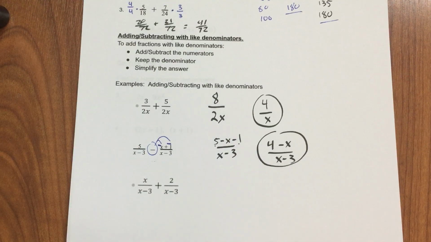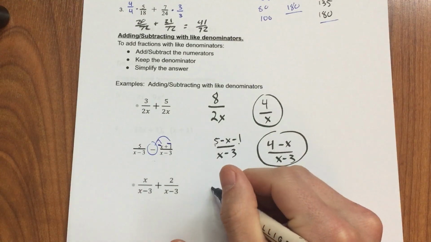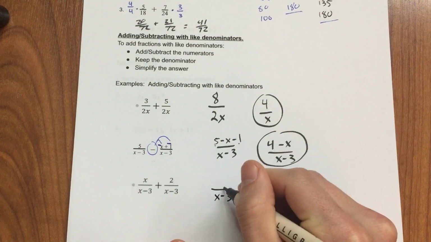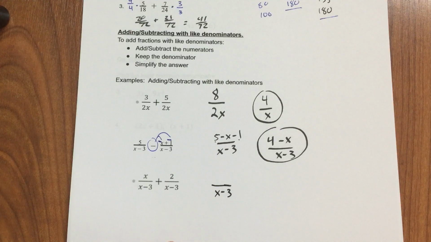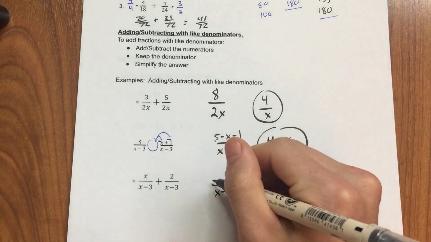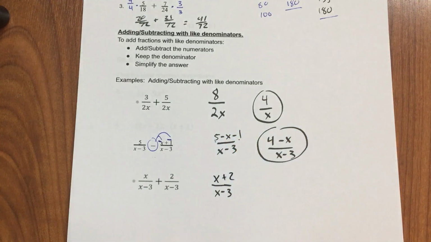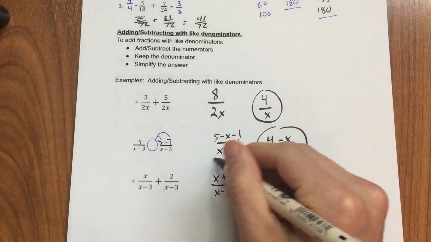Lastly, we have x over x minus 3 plus 2 over x minus 3. My denominator is staying the same. x and 2 are not like terms, so when we add them together, we just write x plus 2. And that's our final answer for that problem.